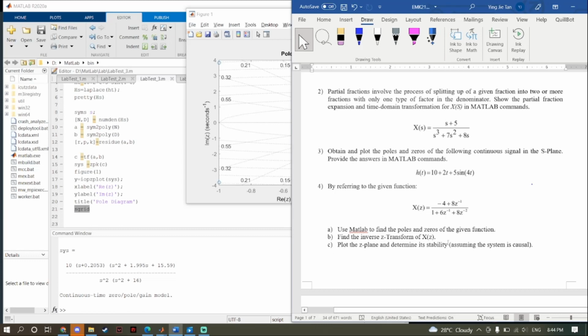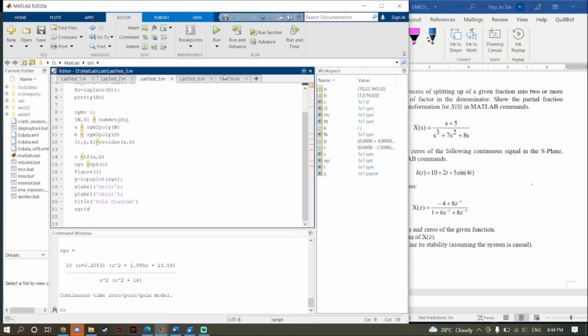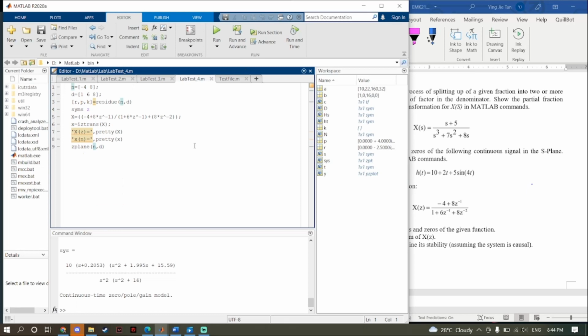And we assume the system is causal. Okay, so let's go to our question for coding. Same thing, N and D, numerator, denominator. We sub in the value from numerator and denominator. Numerator is -4 and 8. Denominator is 1, 6, and 8.